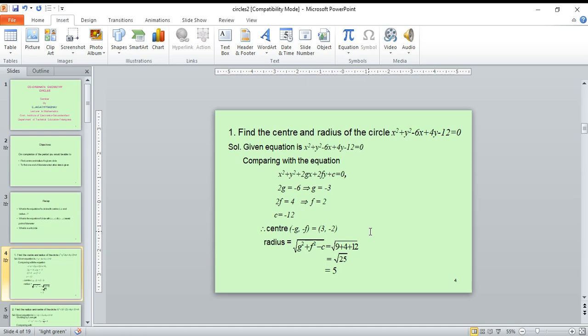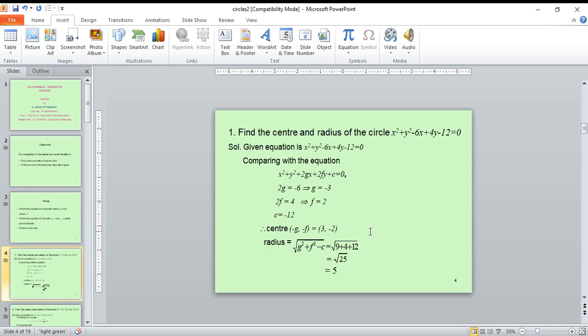Find the center and radius of the circle x square plus y square minus 6x plus 4y minus 12 equal to 0. The given equation is x square plus y square minus 6x plus 4y minus 12 equal to 0.